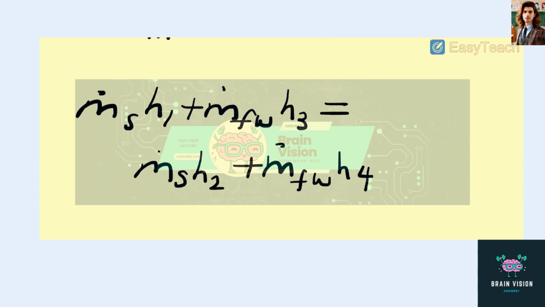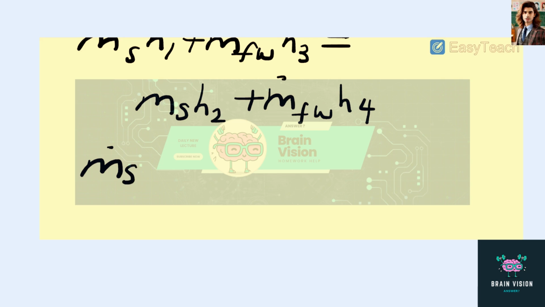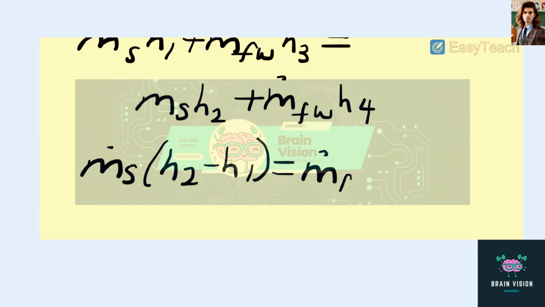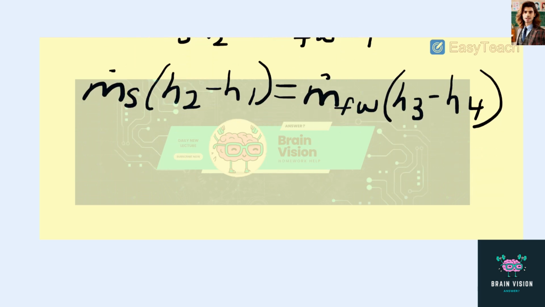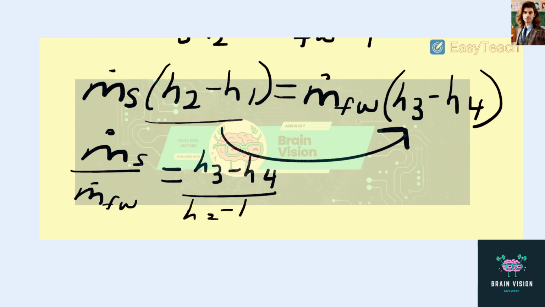Now we can go ahead and combine like terms. After combining like terms, what we get is m dot S times (H2 minus H1) is equal to m dot FW times (H3 minus H4). We can just divide both sides by m dot FW and also bring this H2 minus H1 over to this side. And what we have is m dot S over m dot FW is equal to H3 minus H4 all over H2 minus H1.